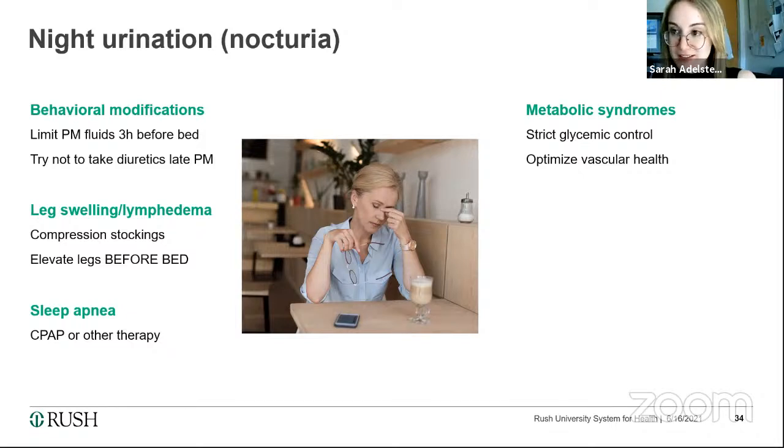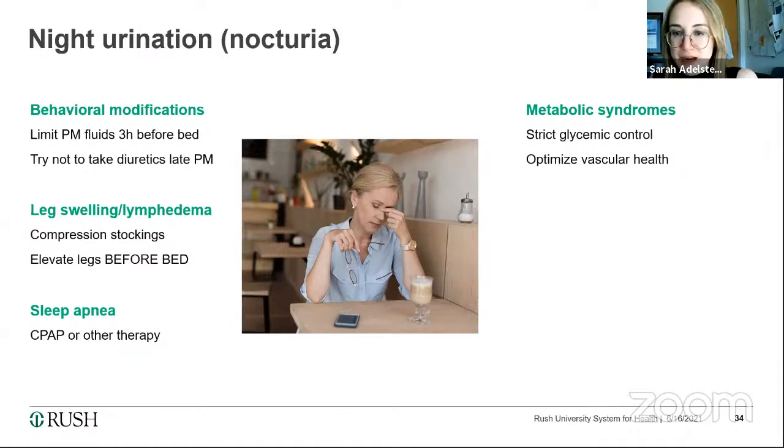Sleep apnea causes night urination. Most people don't realize that either. So when you're taking a breath and it's blocked off, the heart stretches and it releases an emergency signal to the kidneys saying, get rid of fluid, we're in trouble. And CPAP blocks that from happening. Most folks will find night urination gets cut in half with CPAP for sleep apnea treatment.